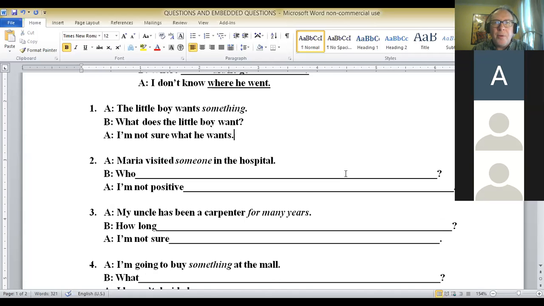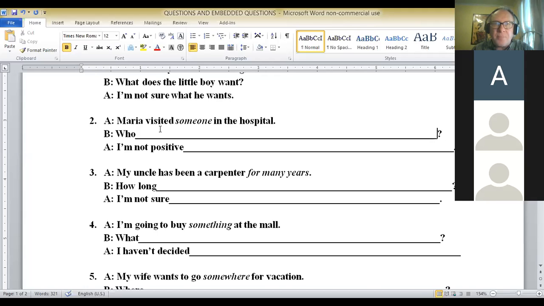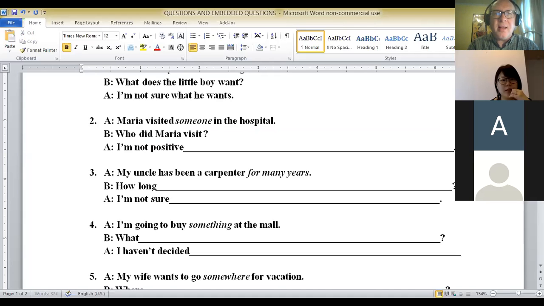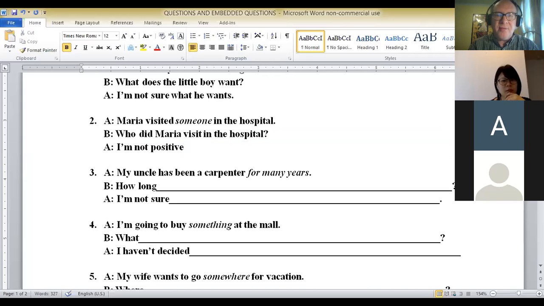Okay. Maria visited someone in the hospital. Okay? That's simple past, right? So, what could we say? Who did Maria visit in the hospital? And then again, connector, subject, verb, what do we say? I'm not positive. Maria visited in the hospital. She visited, right? Who did Maria visit in the hospital? I'm not positive who she visited.